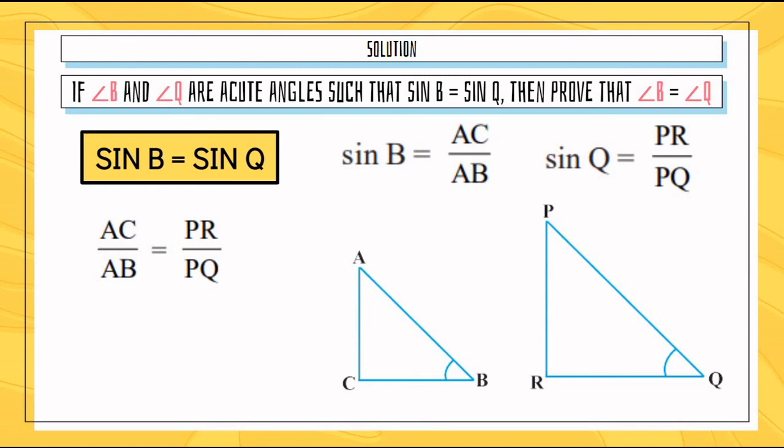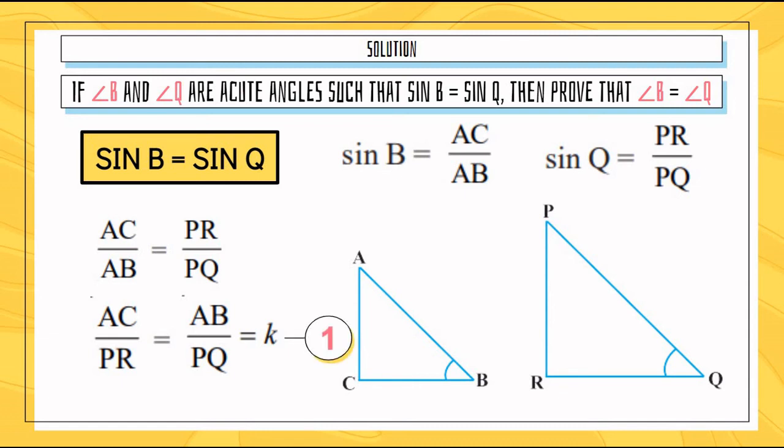Then let's cross multiply AC by AB is equal to PR by PQ. We are going to cross multiply AB and PR, so we pull PR down to AC, and pull AB up above PQ. So it's going to be AC by PR is equal to AB by PQ. And we are going to say this entire thing is equal to K. It's just a constant that we are taking here, and you'll get to know the reason why we have taken it as K. You can take any constant. So AC by PR is equal to AB by PQ is equal to K, and let's mark this as equation number 1.